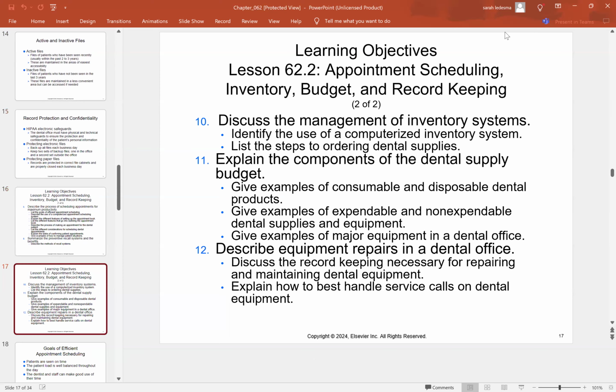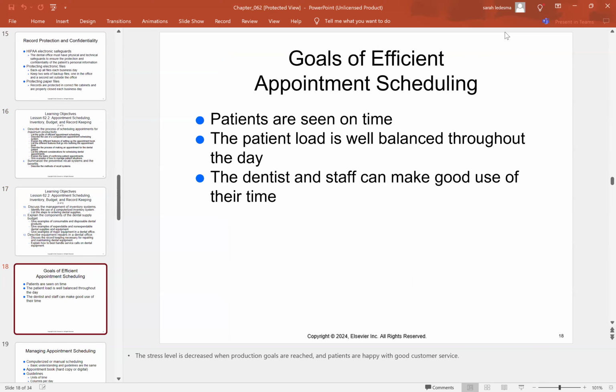Goals of efficient appointment scheduling.